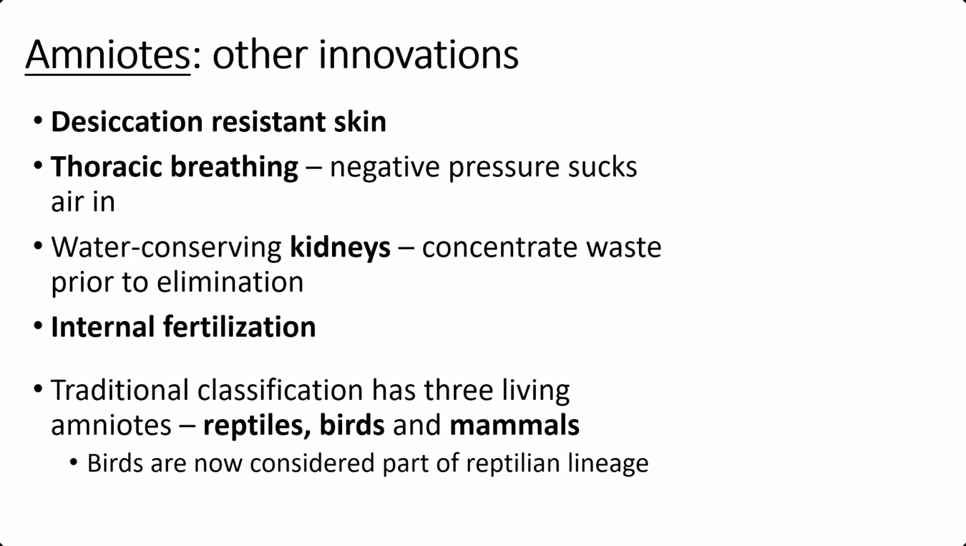They do thoracic breathing, so we breathe by increasing the size of our thoracic cavity, and then that draws air in rather than having to open our mouth and then push the air in like the amphibians did. We have specialized organs like kidneys for conserving water. We do internal fertilization, and this includes reptiles, which now includes birds, and mammals.